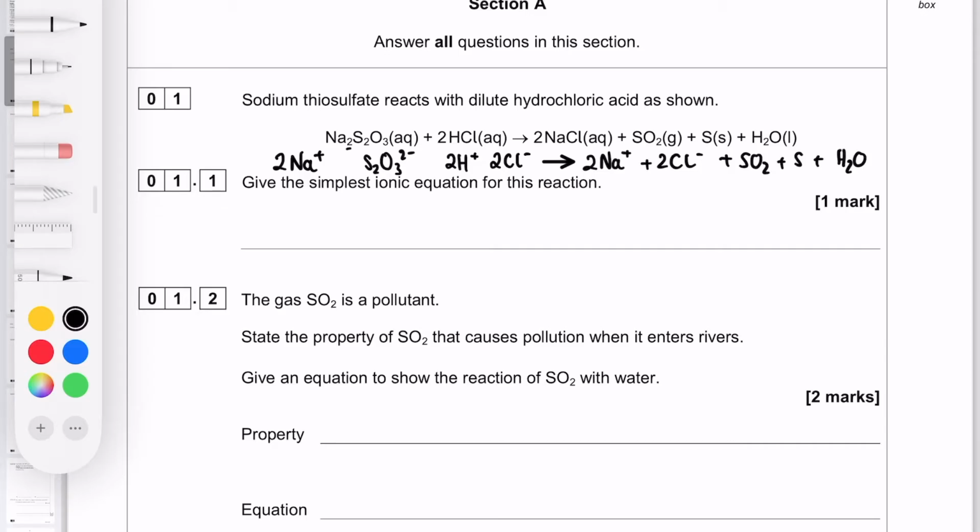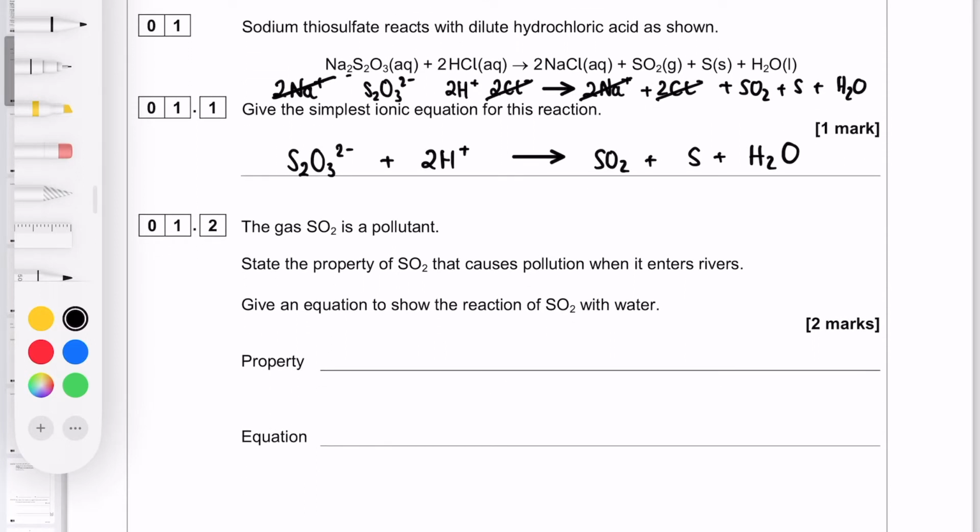And then we're going to cross out anything that appears on each side, so the sodium ions and the chloride ions, so that we can see we've got the thiosulfate ions and the acid, the H+, giving us sulfur dioxide, sulfur and water.